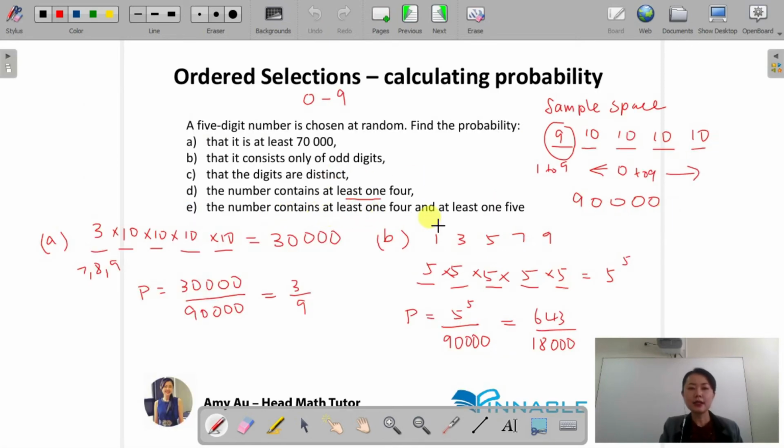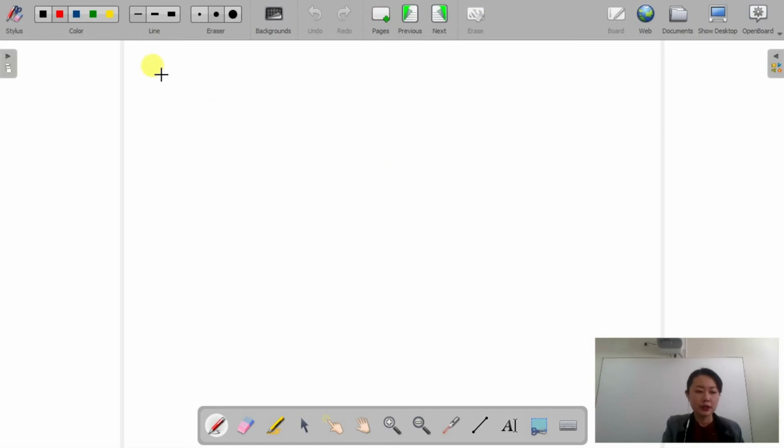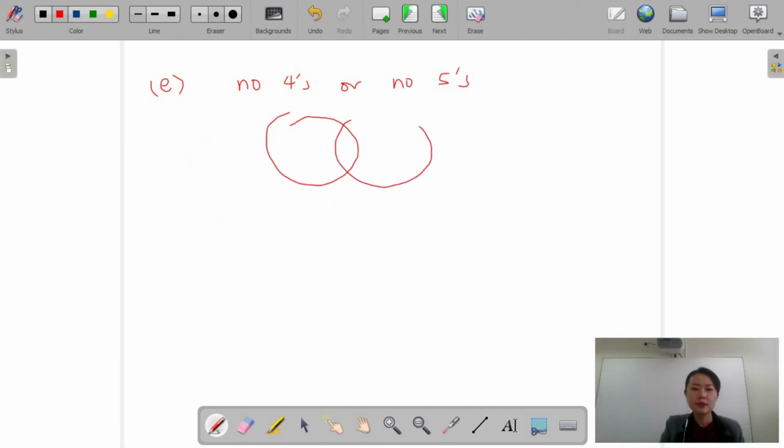number contains at least one 4 and at least one 5. Now that's a little bit tricky to count, and I'll show you why. So let's add another page. So at least one 4 and at least one 5, the complementary case is no 4s or no 5s. Now no 4s or no 5s is very tricky because there is a bit of an overlap between the two cases, yeah?